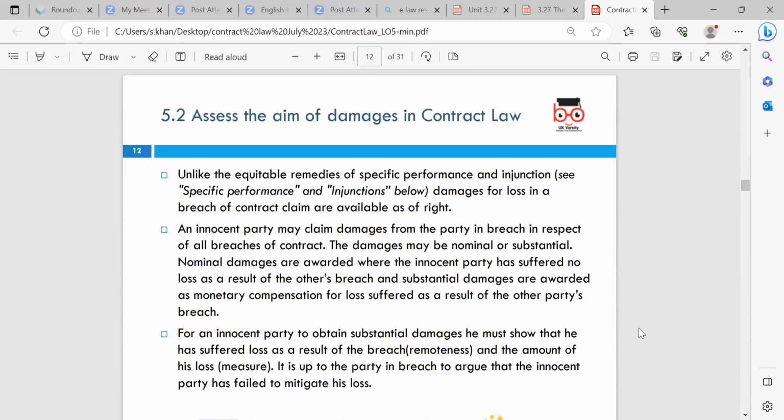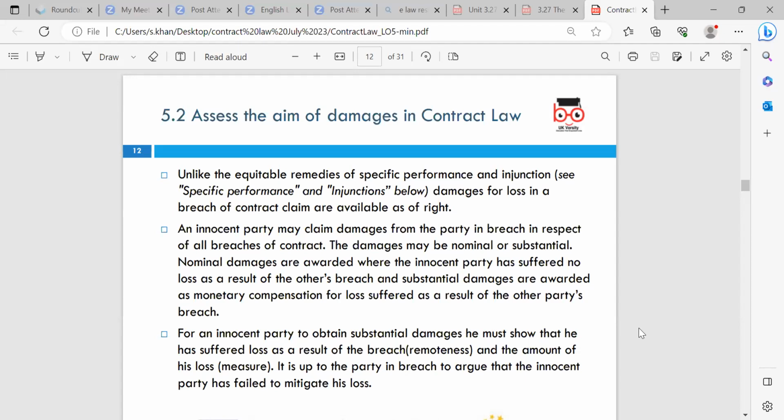5.2. Assess the aim of damages in contract law. Unlike the equitable remedies of specific performance and injunction, damages for loss in a breach of contract claim are available as of right. An innocent party may claim damages from the party in breach in respect of all breaches of the contract. The damages may be nominal or substantial. Nominal damages are awarded where the innocent party has suffered no loss as a result of the other's breach, and substantial damages are awarded as monetary compensation for loss suffered as a result of the other party's breach.